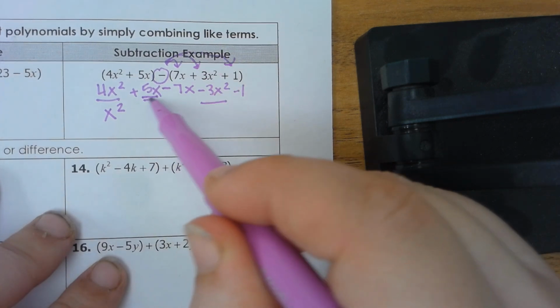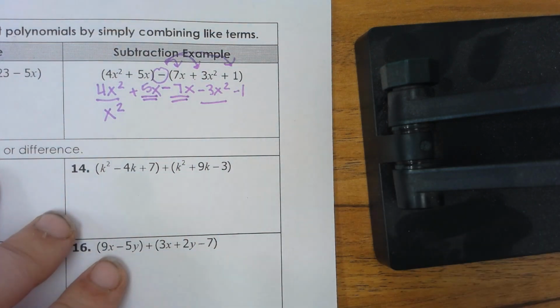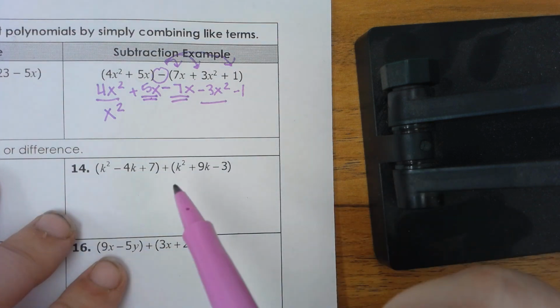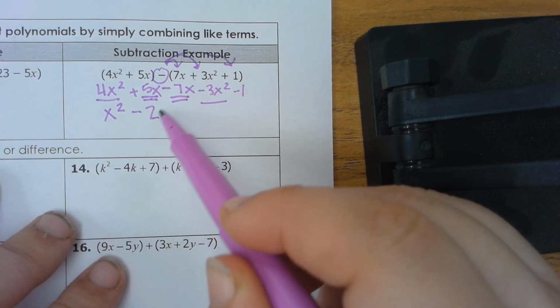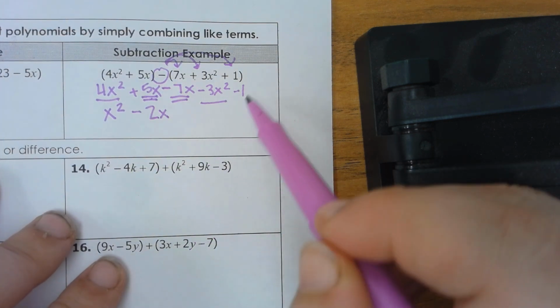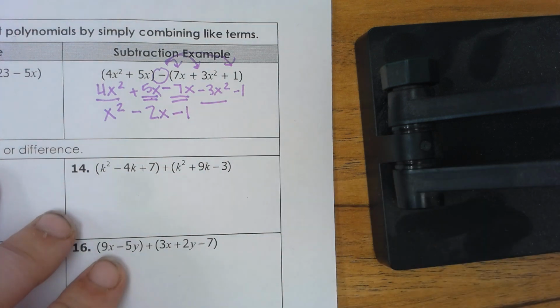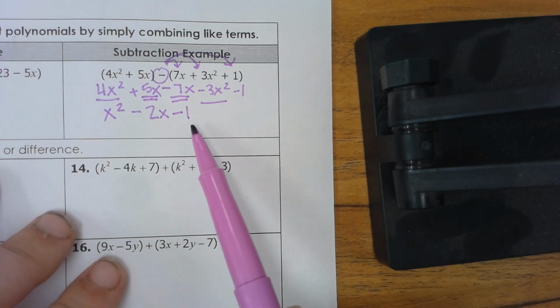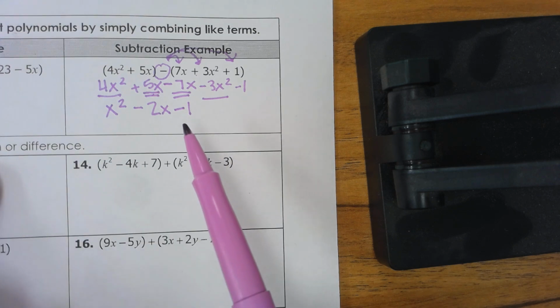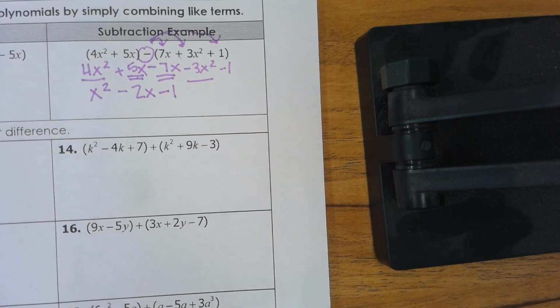Then we have 5x. My like term with 5x is negative 7x. So 5 minus 7 is negative 2x. And then this is a lone 1, or negative 1. We don't have anything to combine with negative 1, so we just bring it down. This is in standard form, so we don't have to rewrite it, so we're good to go.